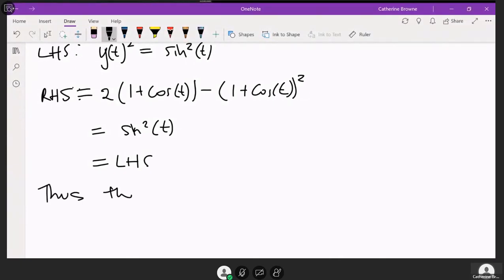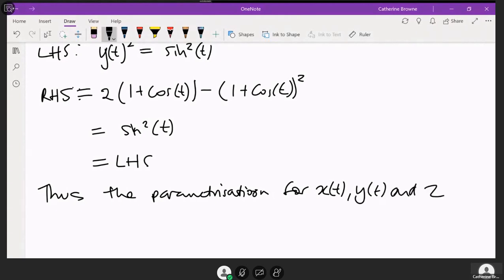the parameterization for x of t, y of t, and z of t satisfy it. Because essentially that line of intersection needs to lie on the sphere and it needs to lie on the cylinder.